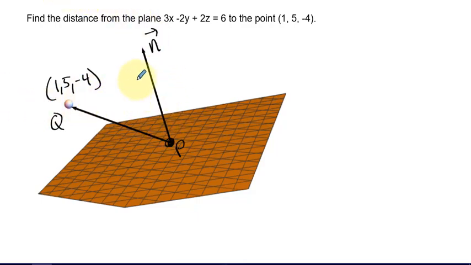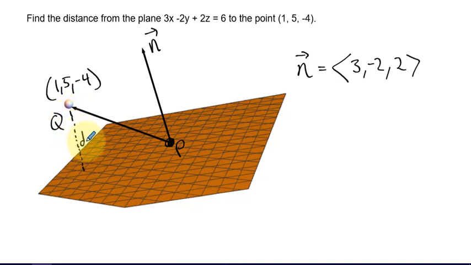And those are the pieces that we'll use to answer this question. Maybe one key thing to notice is that the normal vector that is perpendicular to the plane can be read right from the equation. The normal vector is going to be 3, -2, and +2. And so this calculation will be figuring out really this distance here. This is the distance that I'm trying to find. That's the distance d, the distance from the point to the plane.